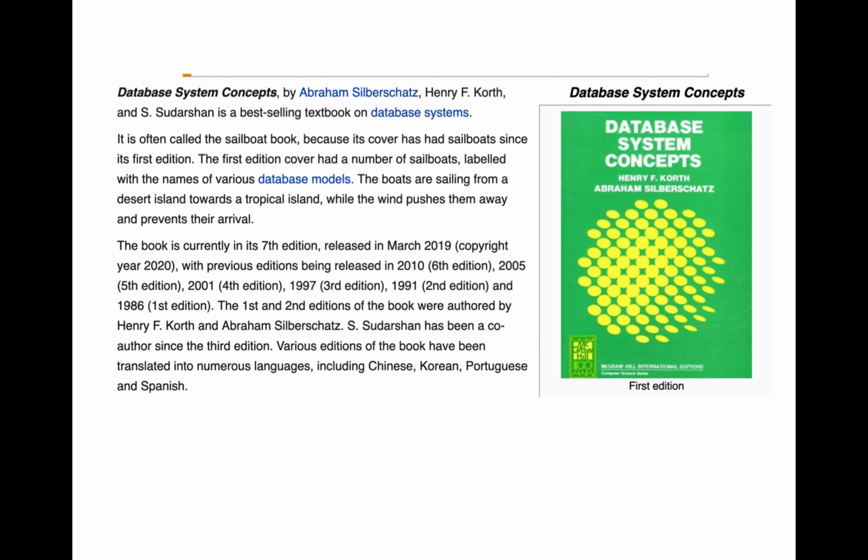Apparently, it was also called the Sailboat Book because the cover has had sailboats since its first edition. We used the first edition, and I can honestly say that I do not see any sailboat on the cover. The first edition was published in 1986, and I went to university much later than 1986.